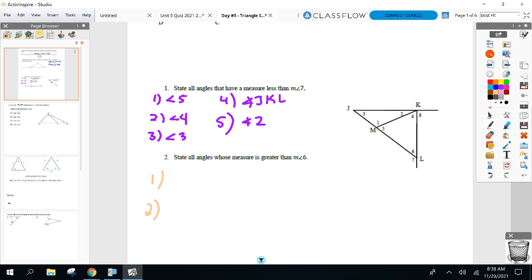Let me help. Is 6 interior or exterior? Interior. So you better find exteriors where 6 would be a remote interior. All right? If you can find an exterior where 6 would be considered a remote interior, that angle's greater than 6. Here you go. Find them. You should find 2 angles.